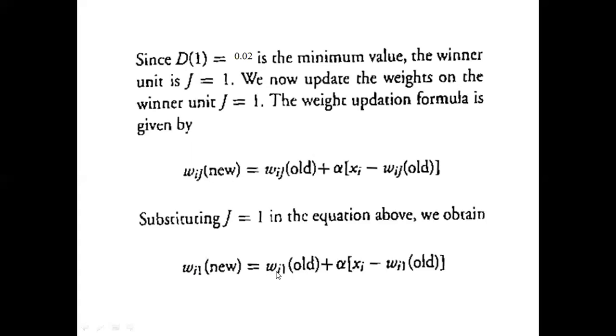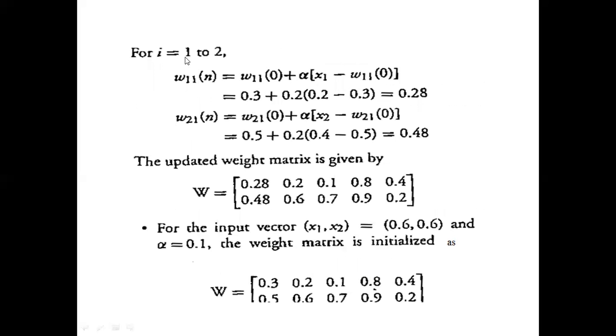I1 new is equal to I1 old plus alpha xi minus I1 old. So for i equal to 1 to 2, we calculate two values, that is W11 and W21. So what is W11 new? That is W11 old plus alpha x1 minus W11 old. W11 old is 0.3, alpha is 0.2, x1 is 0.2, so the value will become 0.28. And for W21 new, that is W21 old plus alpha into x2 minus W21 old.